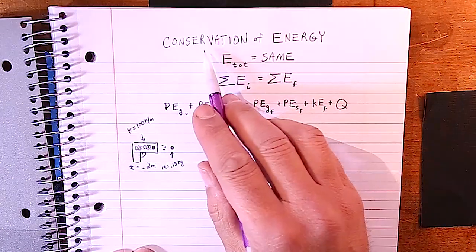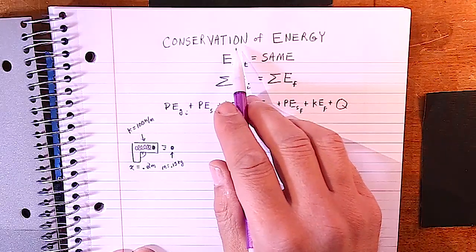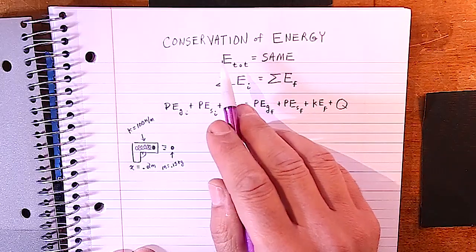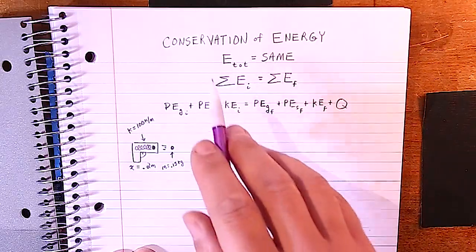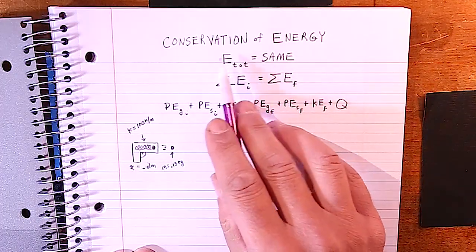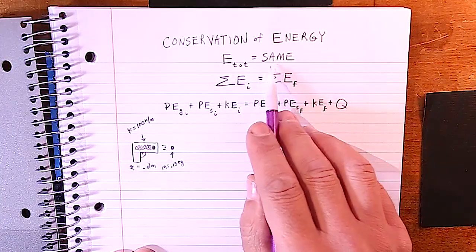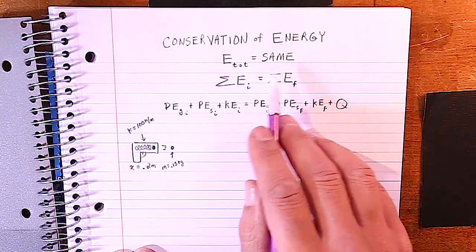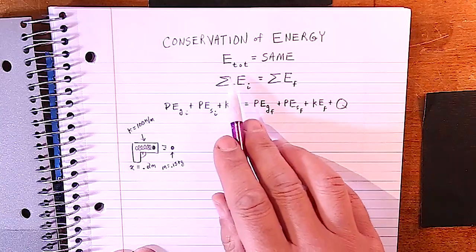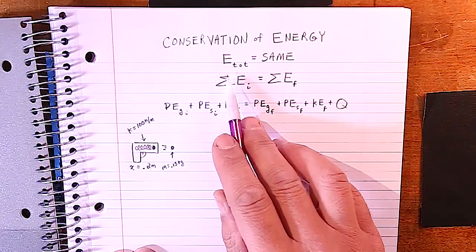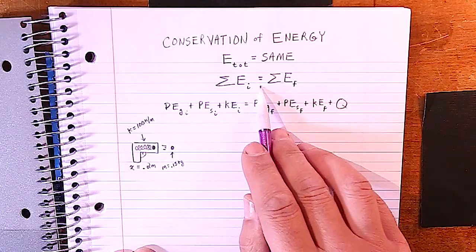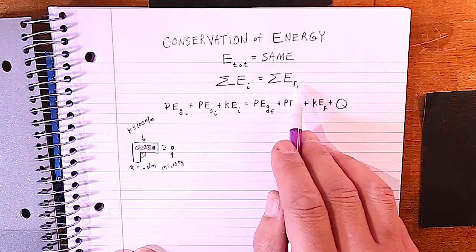When we talk about any conservation law, what we're saying is that the total amount of something isn't changed, it's conserved. So if we're going to conserve energy, then the total energy that we start with has to stay the same the entire time, no matter what happens. Another way to say this is with the sigma or summation sign. By summing up all of the energy that we start with, that's going to be equal to the sum of all of the energy we end with.